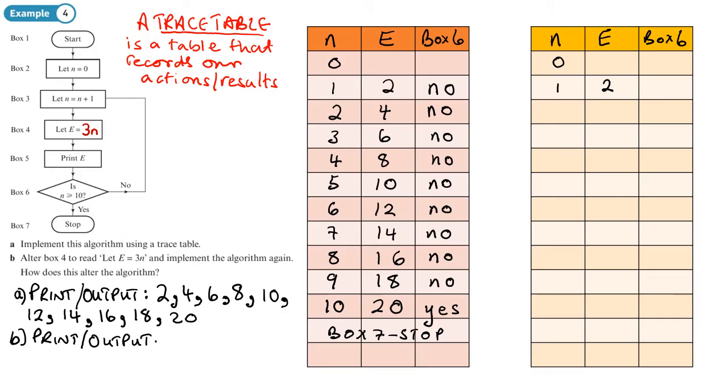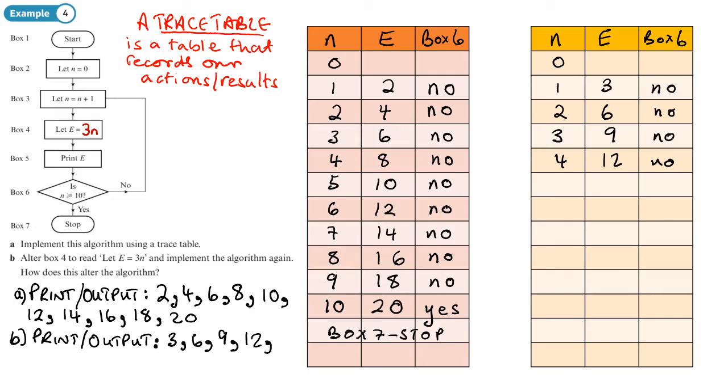So we basically need to list the output, I think, before we can decide how the algorithm changes. So oh no, it's not double e, is it? It's 3n this time, so that should be 3. So the first output is 3. N is not greater than or equal to 10. Right, so increase it by 1, times it by 3. Okay, we can almost do this automatically now. So 6, 9. So it's a 3 times table this time, isn't it?